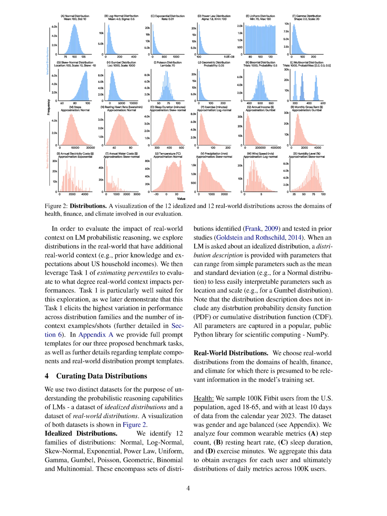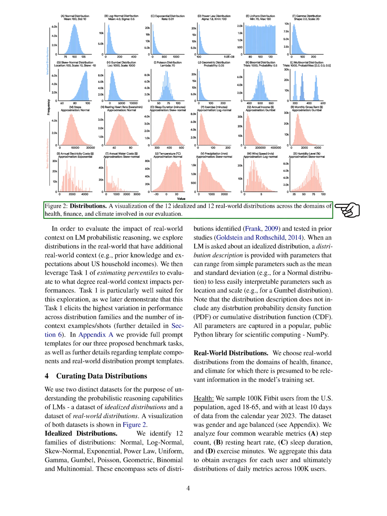Section Summary. In this section, we define 3 probabilistic reasoning tasks for language models, LMs. Task 1 involves estimating percentiles. Task 2 requires drawing samples from a distribution, and Task 3 focuses on calculating probabilities within a given range. These tasks aim to evaluate LM's understanding of idealized and real-world distributions, with Task 1 showing the highest performance variation across different distribution families and contextual examples.